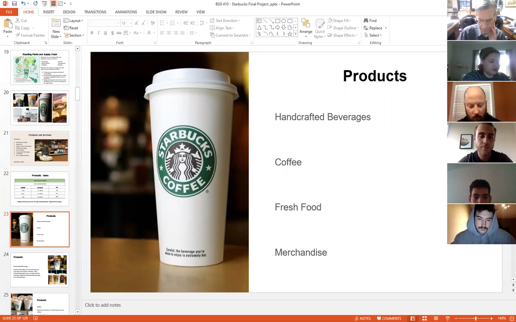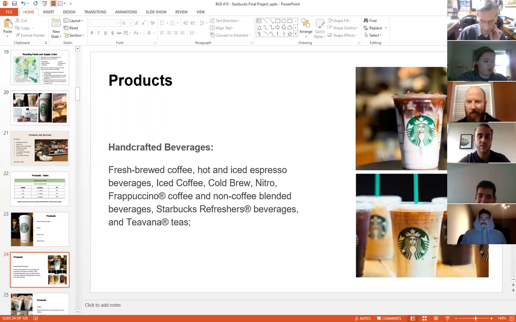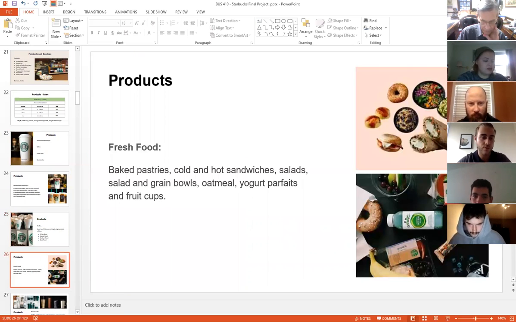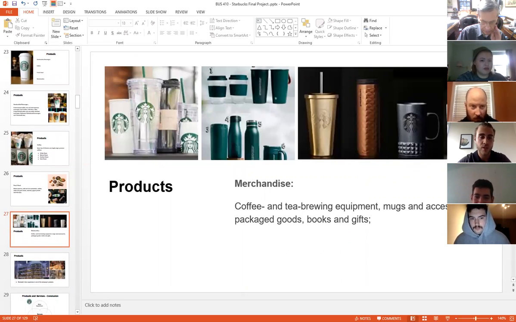Yeah, and here we have divided all those products that we just showed into 4 categories just to make it easier for us to present. So the first one is handcrafted beverages, and these are the most popular Starbucks products. And then the coffee, more than 30 blend and single origin premium coffees. That's very important for Starbucks, of course. The fresh food, baked pastries, sandwiches, salad, fruit salads, and then the products, the brewing equipment, mugs, and accessories.